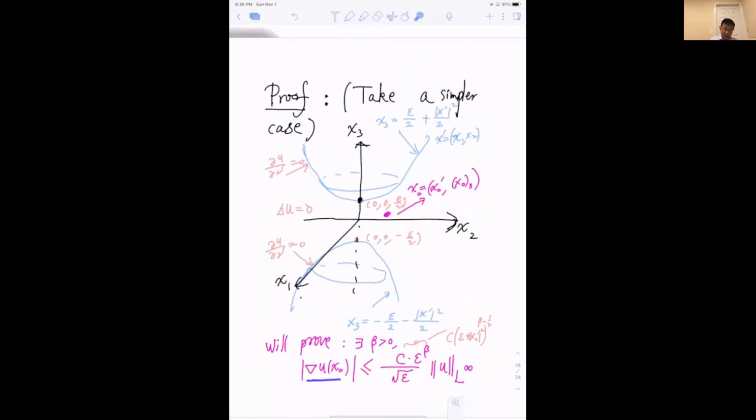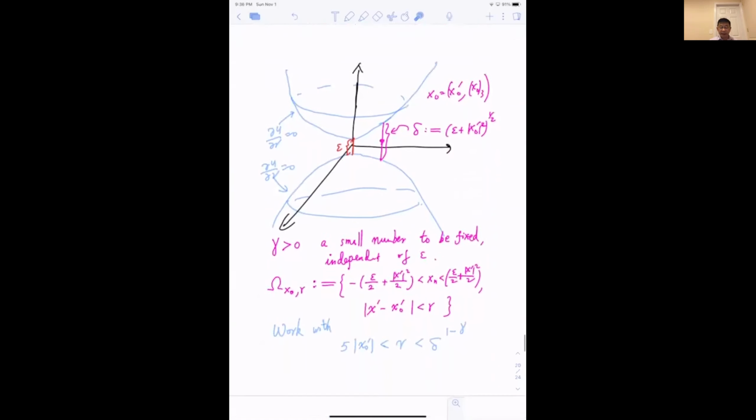We show that here we gain a beta. Actually we gain a little bit more than that. It's actually c times epsilon plus |x0'| squared, raised to this power. So when x0 is further out, it's smaller.